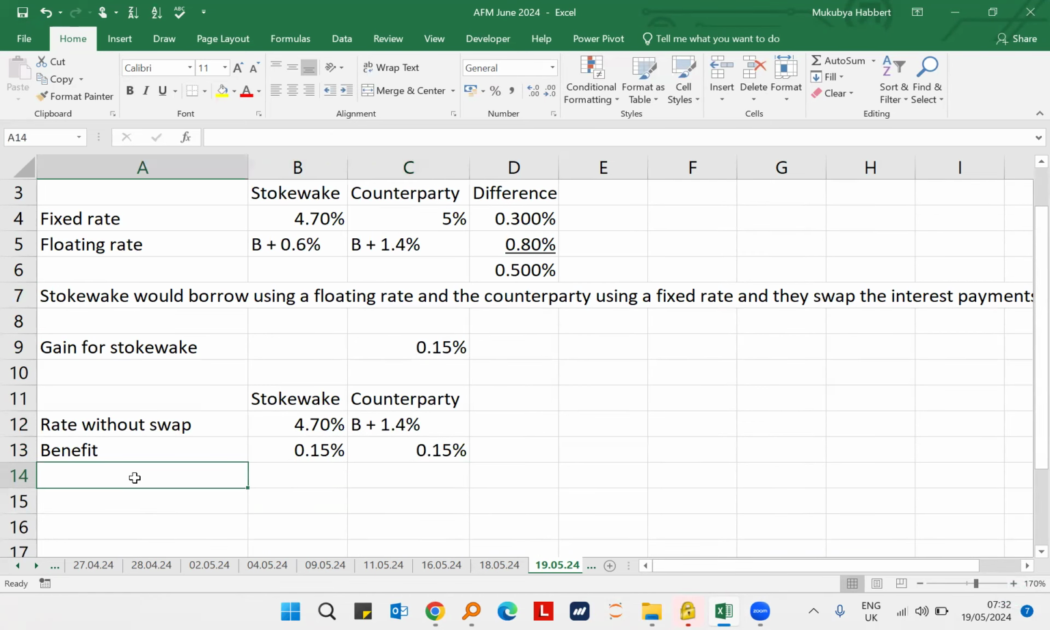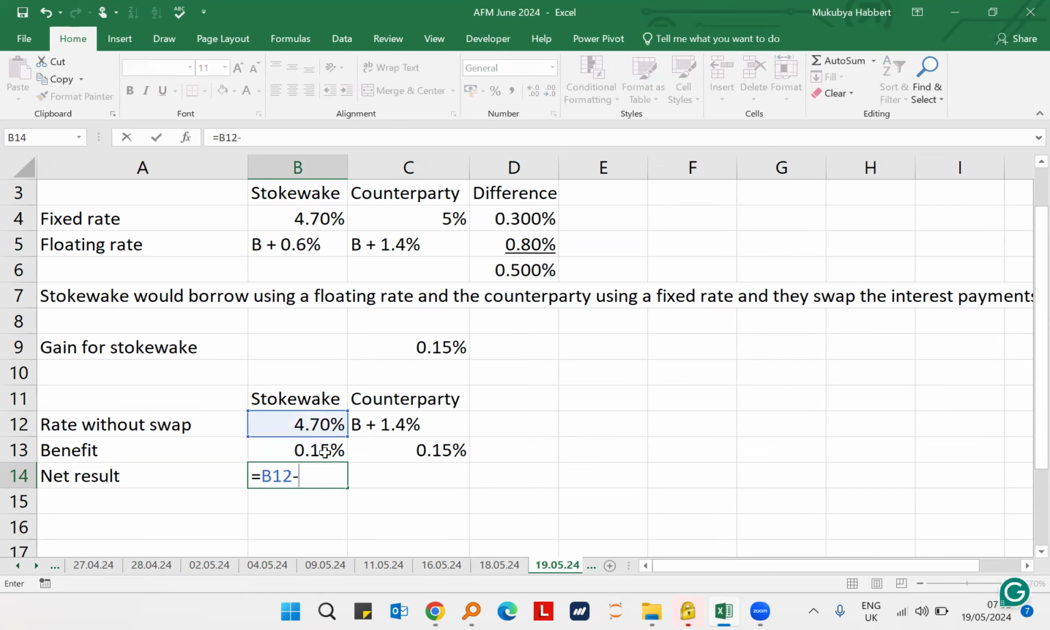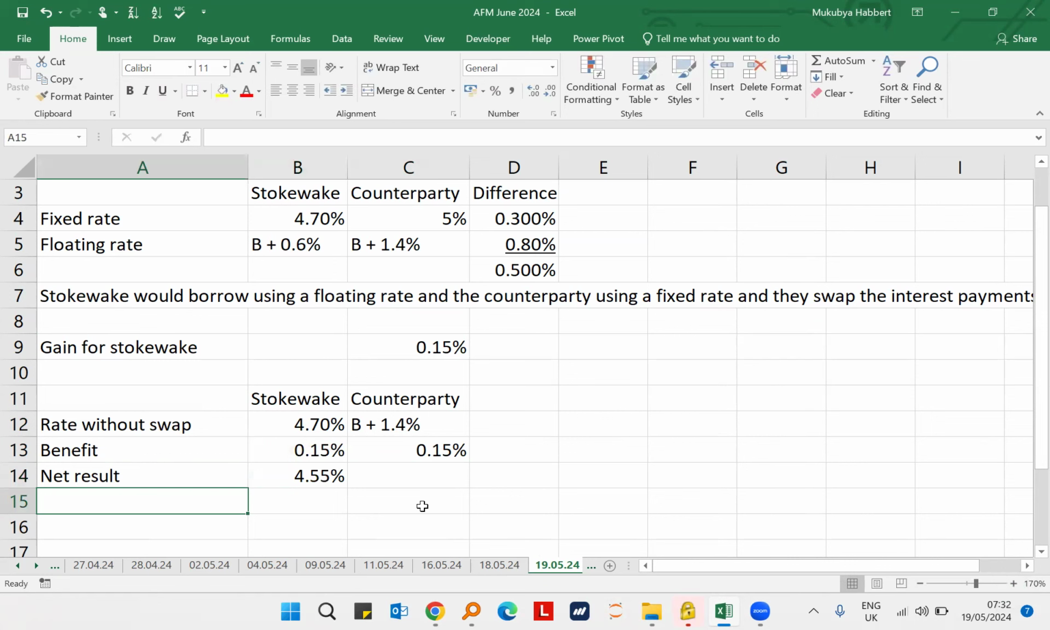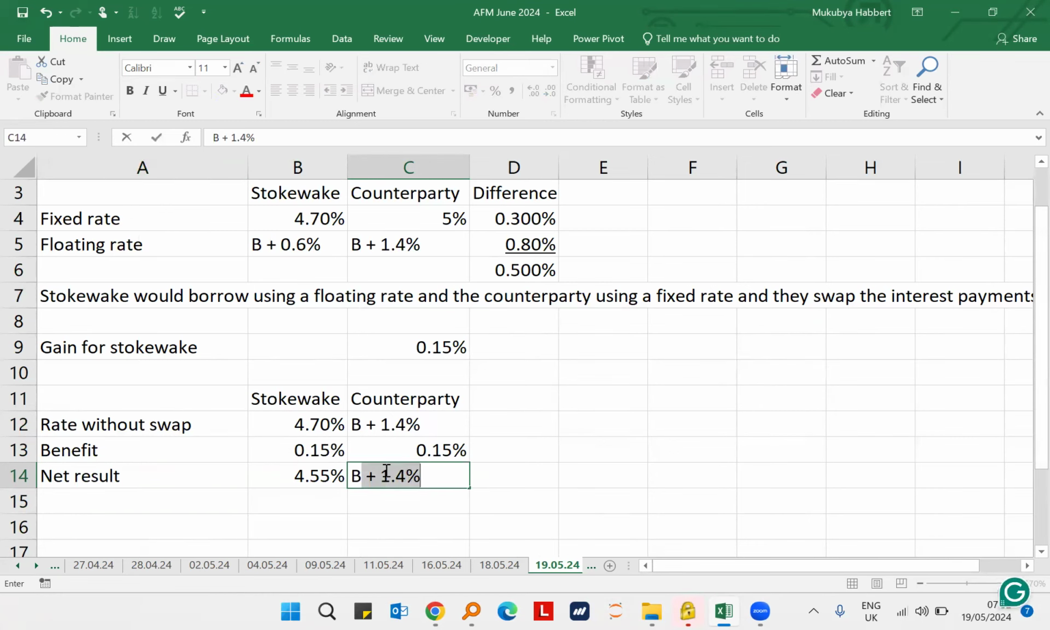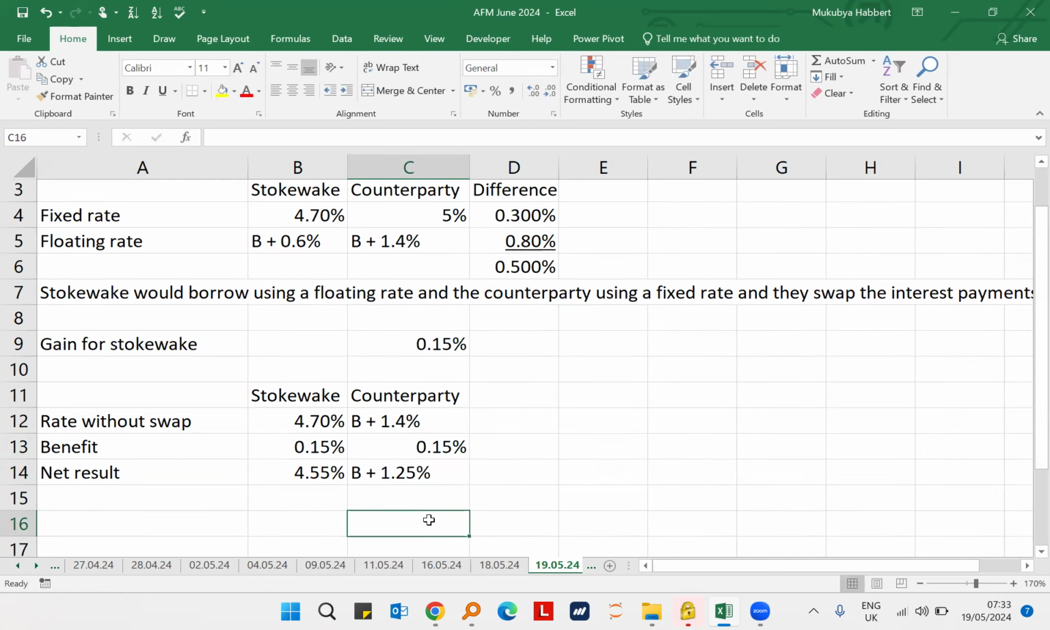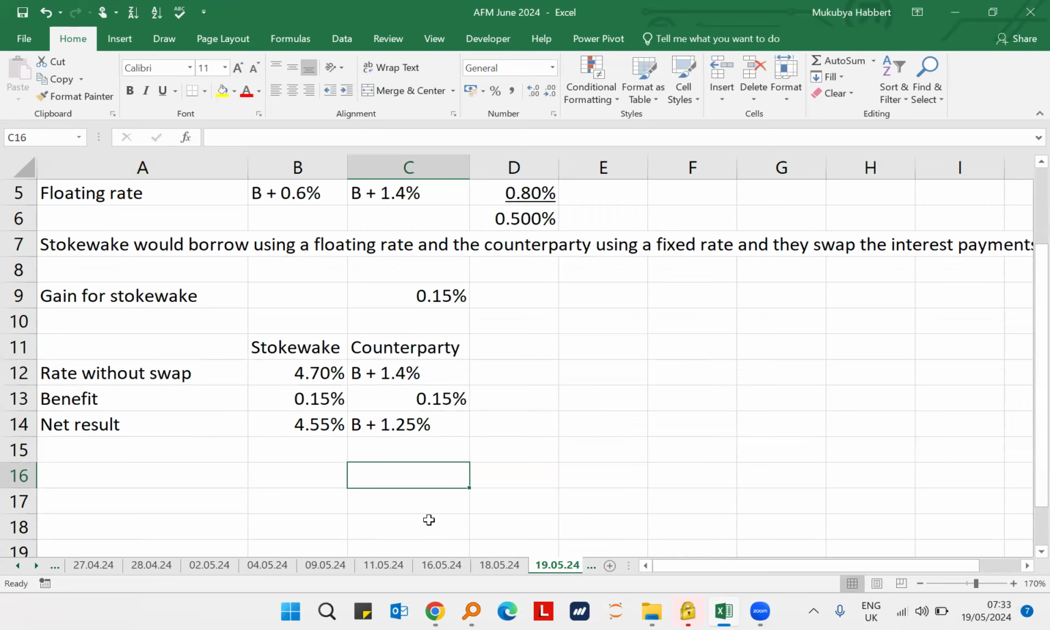So, what is the net result now of this? Instead of this one borrowing at 4.7, it's now going to borrow at 4.55%. And this one, instead of borrowing at base rate plus 1.4, it will borrow at base rate plus, what is 1.4 minus 0.15, 1.25. So plus 1.25%. That would have been the net result if you consider that benefit.